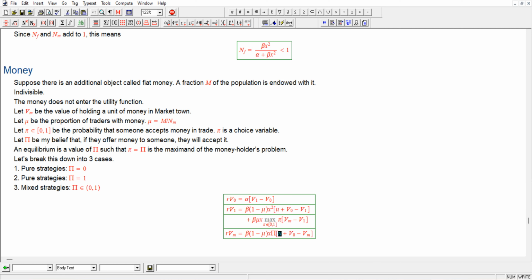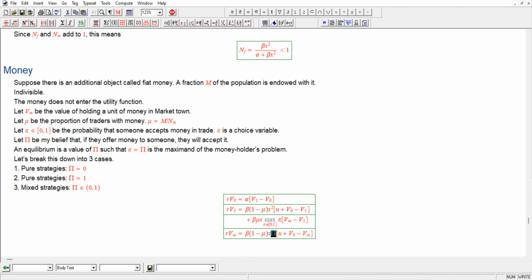But it's strictly better to be a goods holder than a money holder. Then Vm minus V1 is negative, and so the agent would optimally set pi equal to 0. In other words, if big pi is less than x, then the optimal best response is 0. And that tells us one equilibrium, 0, 0, right? Because 0 is less than x.